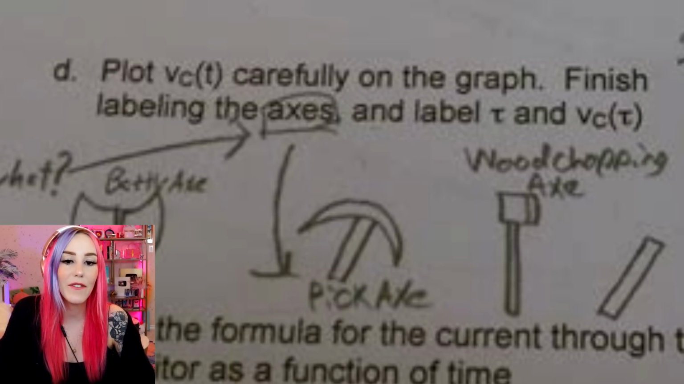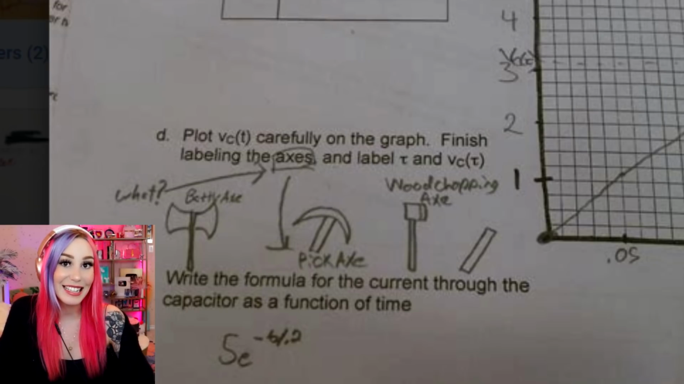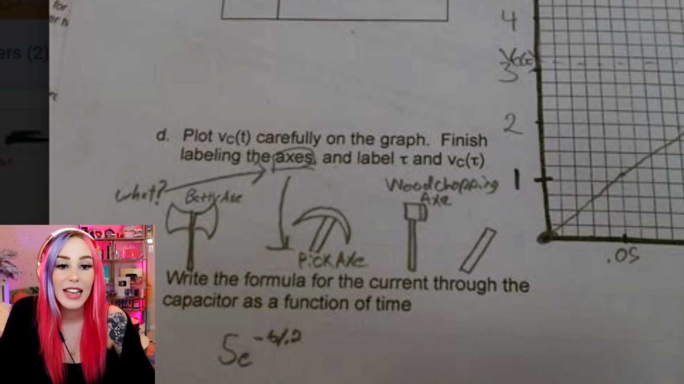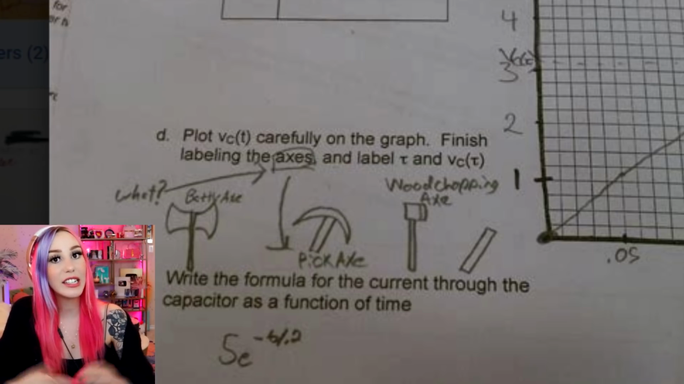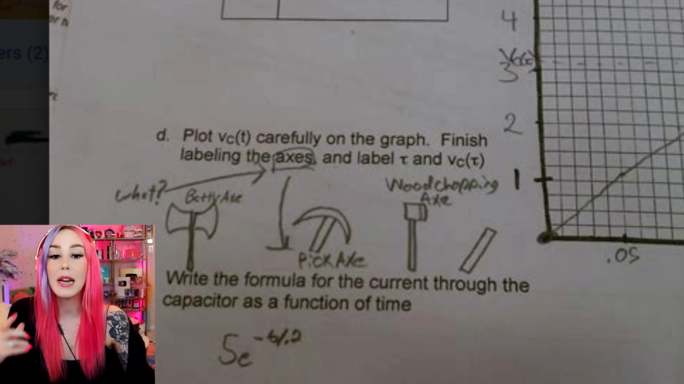Plot carefully on the graph. Finish labeling the axes and label them. Now, it doesn't say axis, it says axes. So he drew a pickaxe, a battle axe, and a wood chopping axe. And he clearly labeled them. Now, he's just doing what the question asked. And I think that he deserves full credit along with extra credit and a scholarship to Yale for this one. Very intelligent, big brain moves.